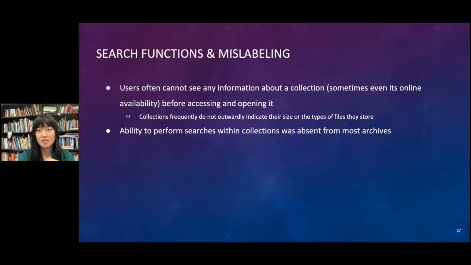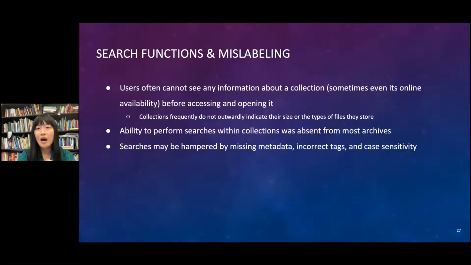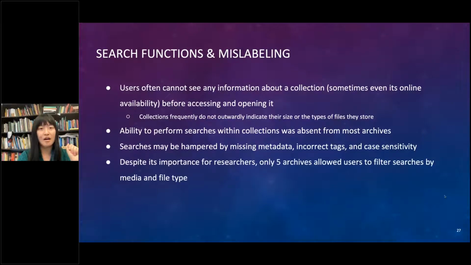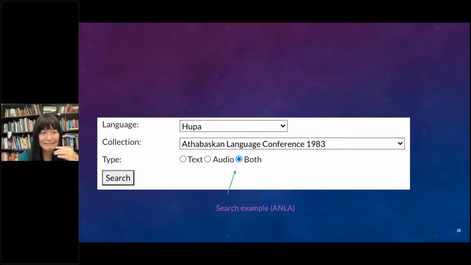Also, the ability to perform searches within collections was absent for most archives. And searches were often hampered by missing metadata, incorrect tags, and case sensitivity issues. Because of the search function impediments, this sometimes allowed some collections to disappear in certain searches, even if they were relevant to what you were searching for. And only 5 archives allowed users to filter searches by media and file type. This would hamper researchers who are looking for specific types of files. And finally, sometimes EAF files were mislabeled as XML files.